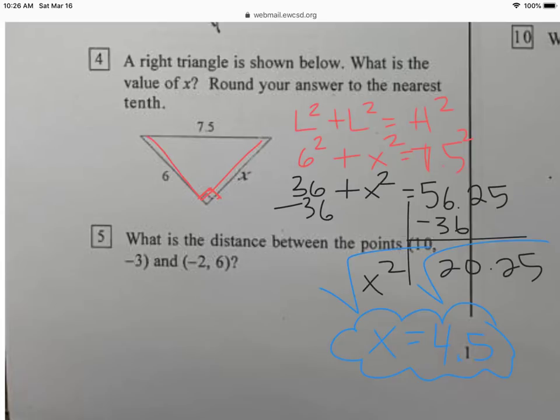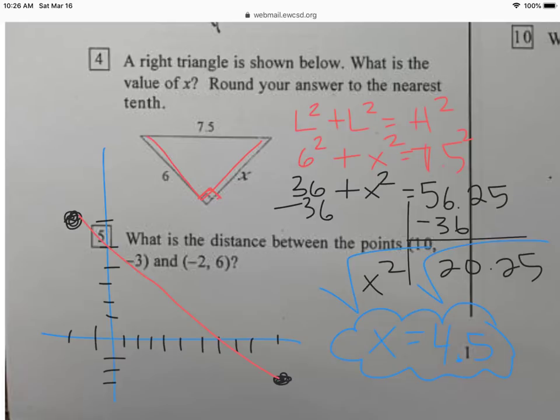Alright, 4.5. Alright, next problem. You're going to use your graph paper, and I've given you graph paper, or I'm going to for the test. If you draw a graph, we did this one in class, if you remember correctly, and I'm going to plot my coordinates. So over 10, down 3, there's a coordinate, alright, and then negative 2, up 6.